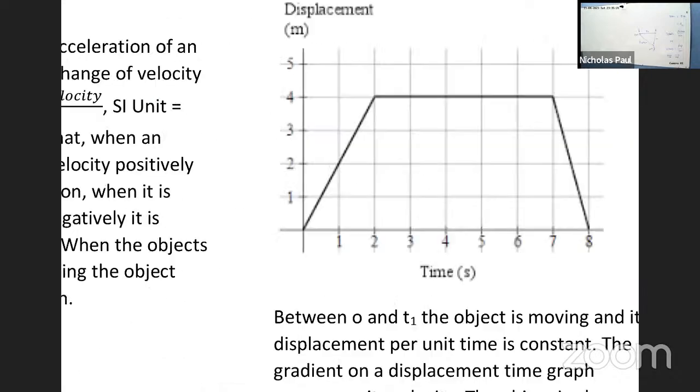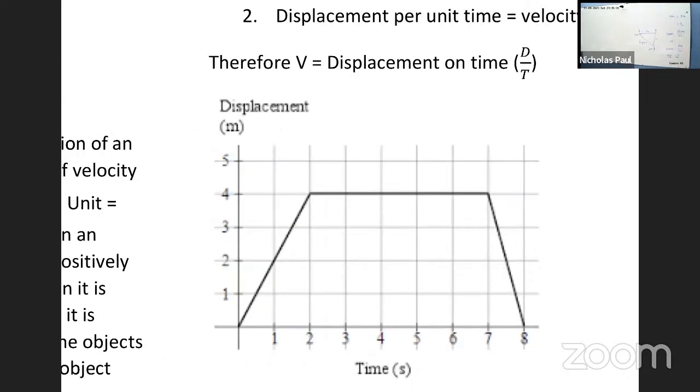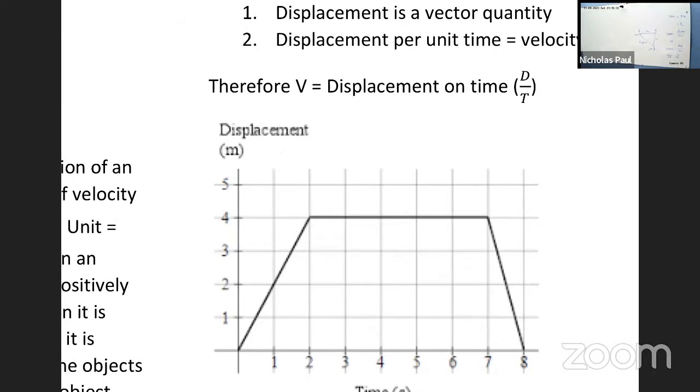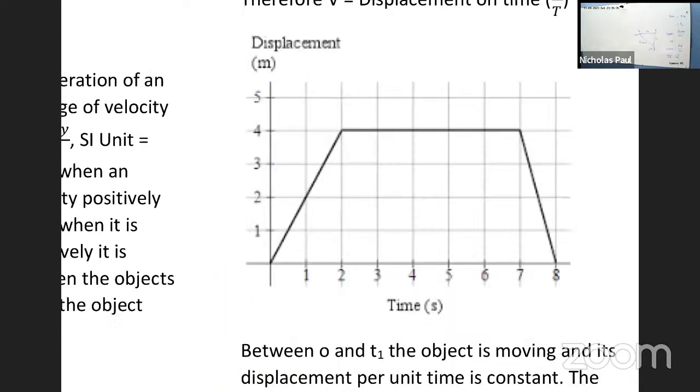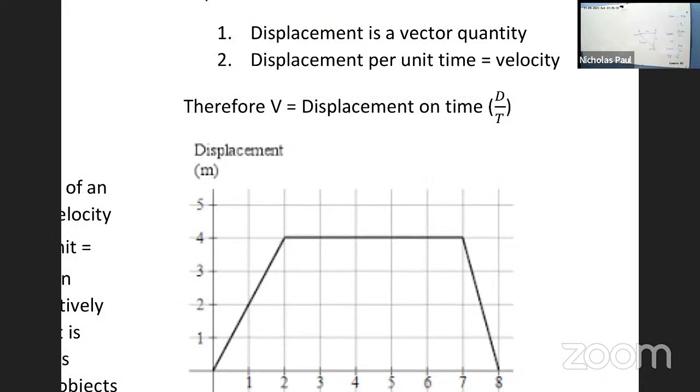If I give you a displacement time graph that looks something like this, we need to know that all these gradients here, this gradient, that represents velocity. So the gradient on a displacement time graph is velocity. All right?